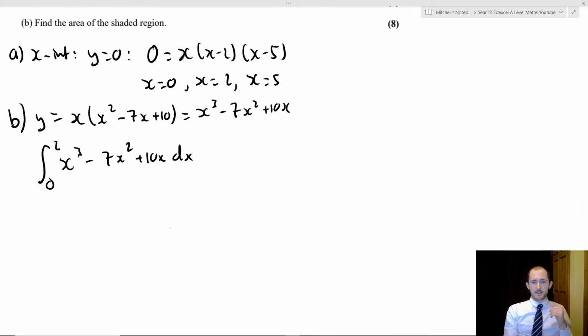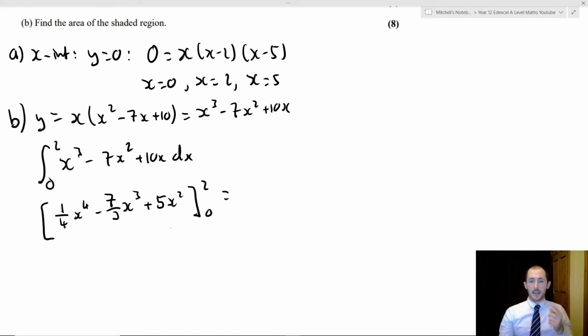If we integrate this, we add 1 to the power and divide by the new power. So that would be a quarter x to the 4, minus 7 over 3 x cubed, plus, divided by 2, 5x squared. Now again, I can use my logic. You know how we normally sub in 2 sets of brackets, the 2 and the 0. If I sub in 0 to this, I get 0. So I can just sub in the 2. Be careful, that's not always the case, but in this case it's 100% fine.